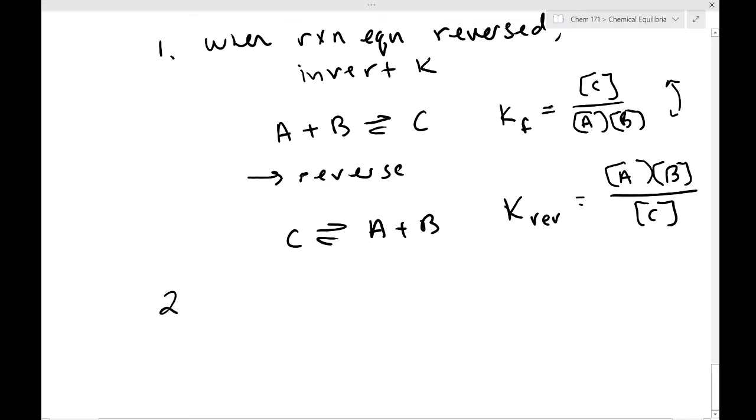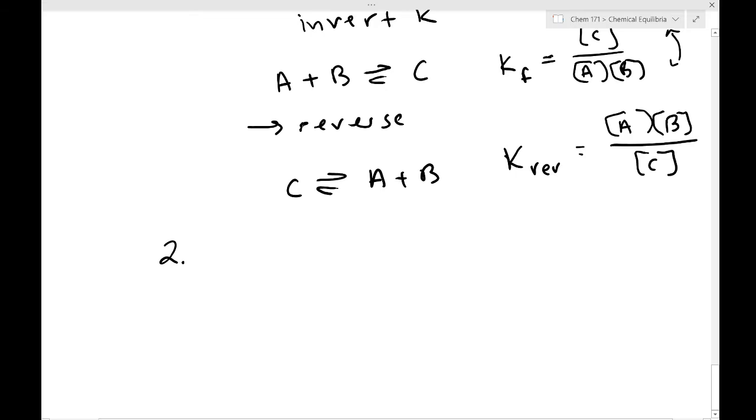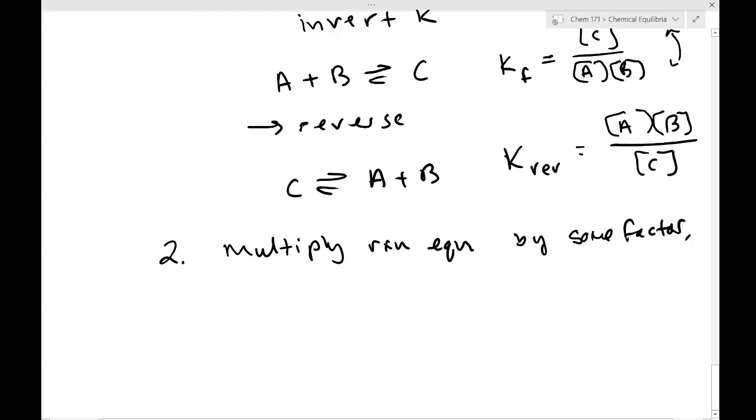Number two, what happens when you multiply coefficients in the equation by some factor? When you multiply the reaction equation by some factor, you raise the equilibrium constant to the power of that same factor.